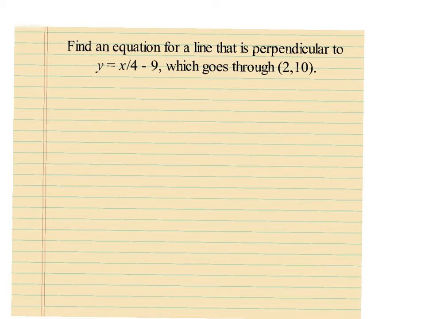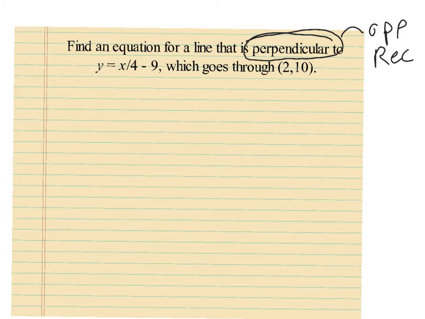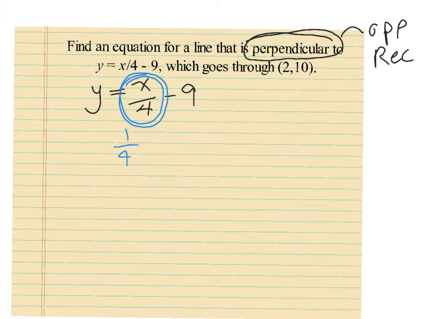Okay, find the equation of a line that is perpendicular. Again, I want you to highlight, circle, star, somehow mark perpendicular. Make yourself a note that it is the opposite reciprocal of the line. And when I typed this, I didn't do a good job. You would think of this like this, x over 4 minus 9, and goes through the point 2, 10. Again, I need you to identify the slope. The tricky part about this is that this really means 1/4 times x. So my slope is 1/4. Okay, not x over 4, just 1/4.